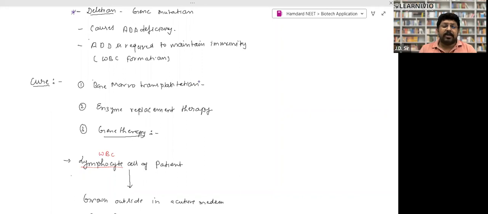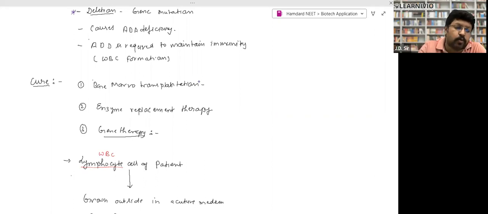In enzyme replacement therapy, every time you give an injection of that ADA enzyme, the person gets the ADA enzyme inside their blood and maturation of WBC takes place. Right? That is a continuous process. Every day, you have to give that injection so that the person could survive, so that the immune system of the person could work. The third option is gene therapy.